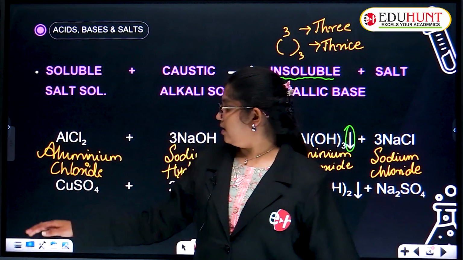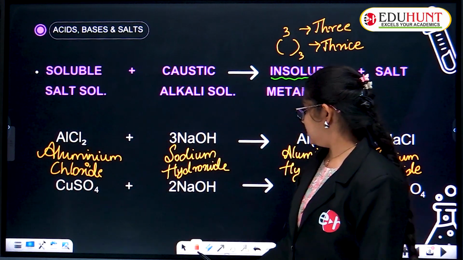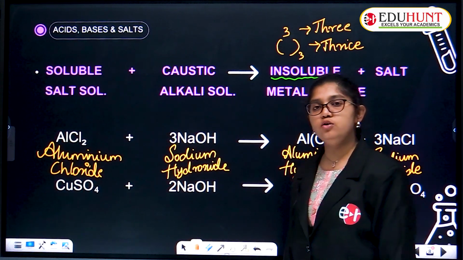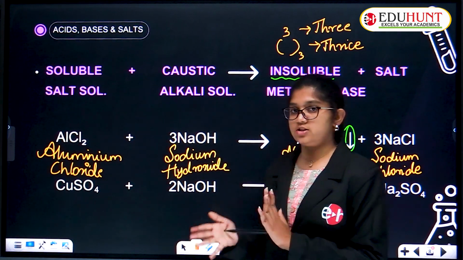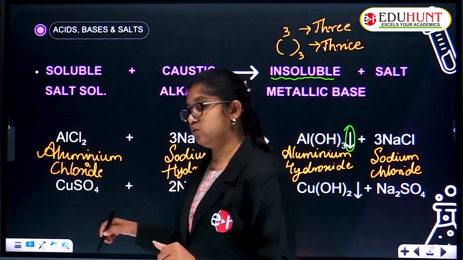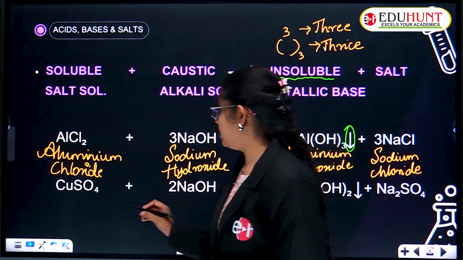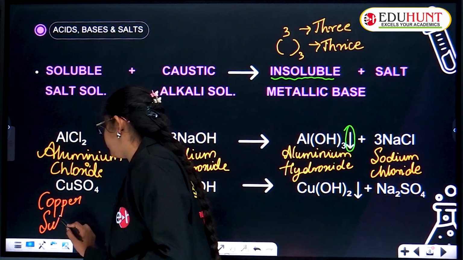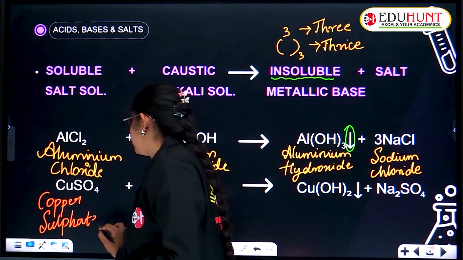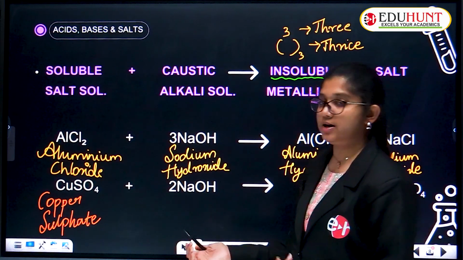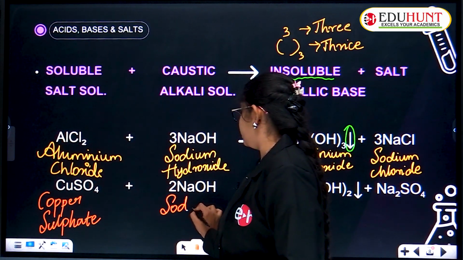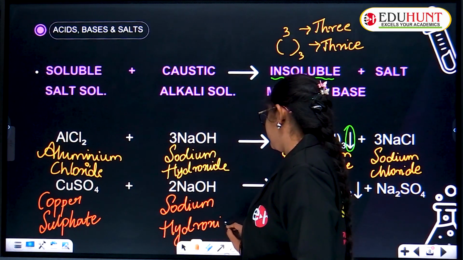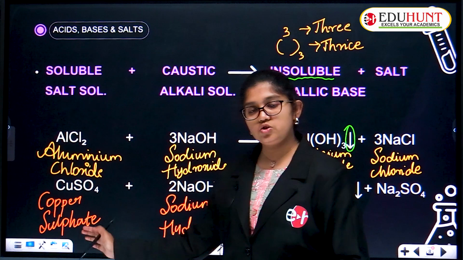Okay, this is the first example. Clear, children? Now moving to the next example, that is CuSO4. What is CuSO4? Cu, I told you before, is from the Latin name cuprum. What is Cu? Very good, copper. SO4 means sulfate. Copper sulfate. And to that we are again adding sodium hydroxide. This time we are taking only 2 molecules of sodium hydroxide, and to that we are adding copper sulfate. So what do we get?